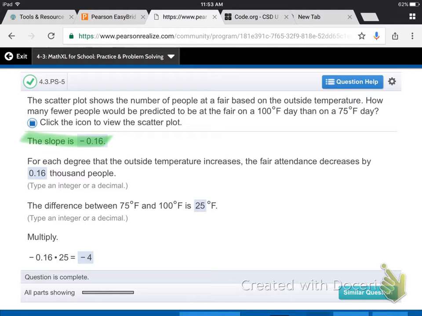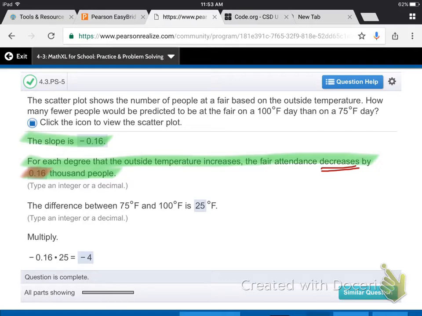So if we come back here, we can see this question says, for each degree that the outside temperature increases, the fair attendance decreases by, and there's where our answer goes. The slope goes there. We don't have to put negative because we already have this word right here is decreasing, so that's taking care of our negative value. Okay, so if I make this a different color, like red, that was our answer right there.